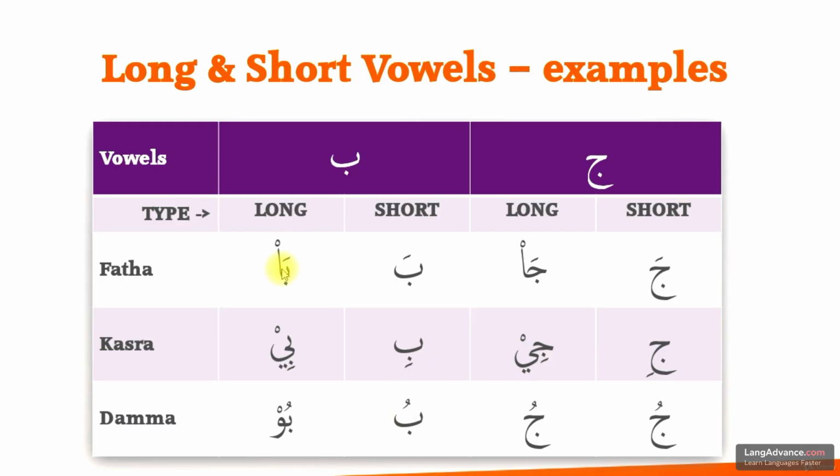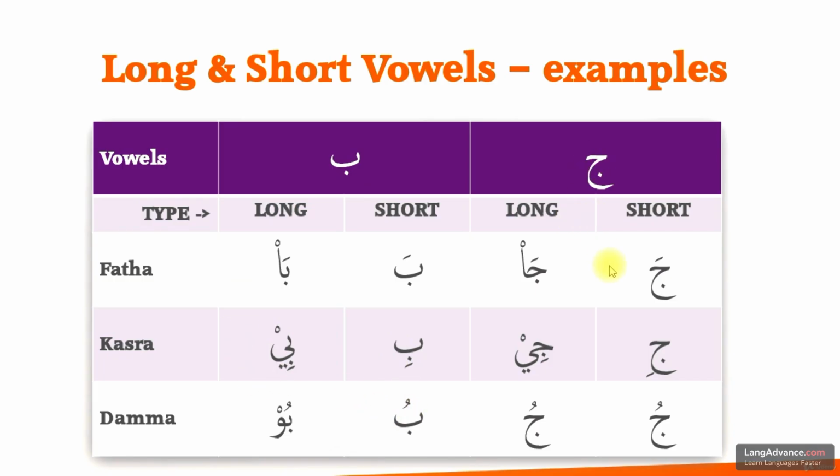For the long version of it, it's a ba connected to an alif, and there is a fatha here. It's ba. For kasra, the ba with the long kasra is ba, the kasra, and ya. For dhamma, it's ba, dhamma, and a waw. So that will become baa, bee, boo.